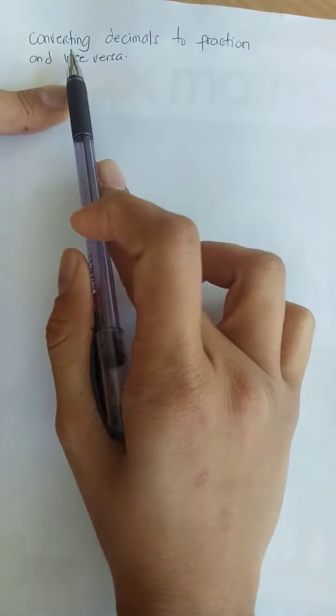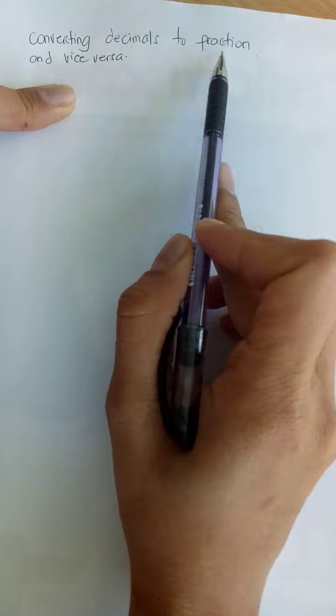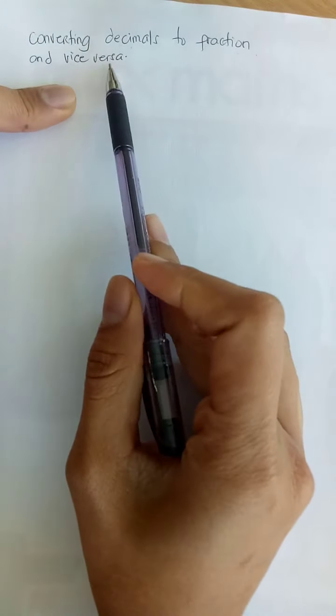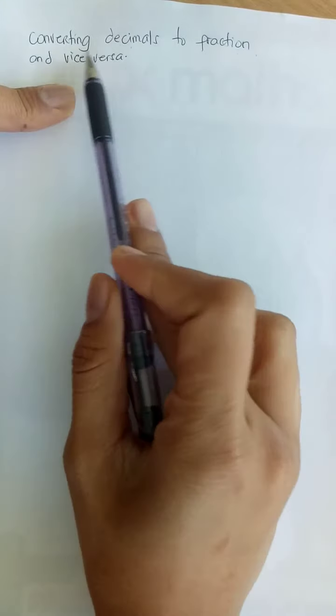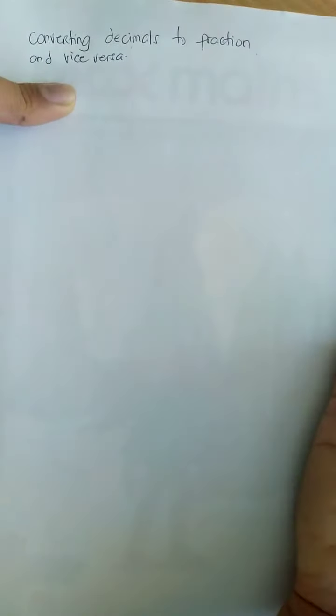Okay, first we are going to talk about converting decimals to fractions, and then after that we're going to discuss, or review, the vice versa, or converting fractions to decimals. Alright, so when you convert a decimal to a fraction, you have to remember our number line place value.